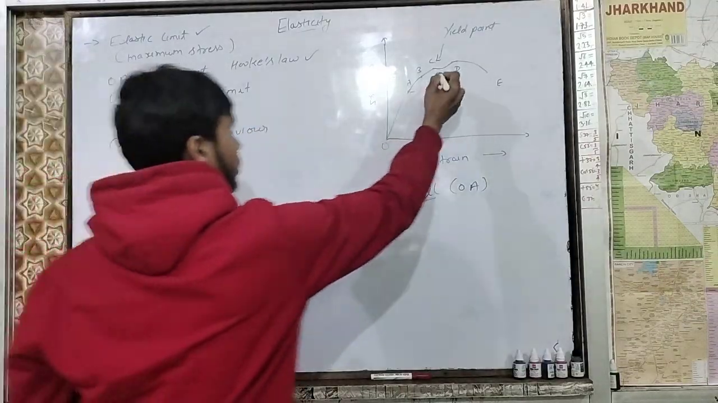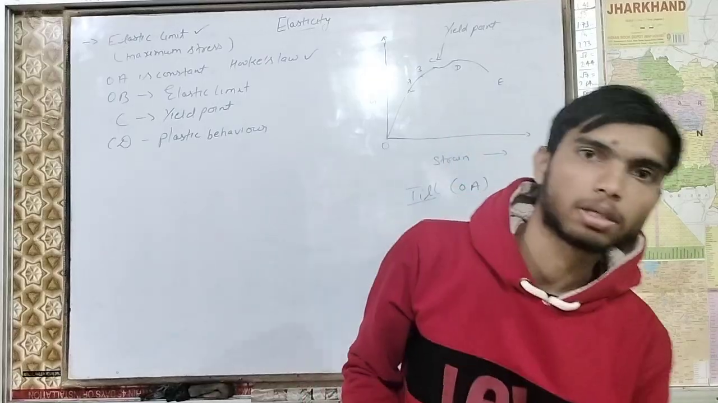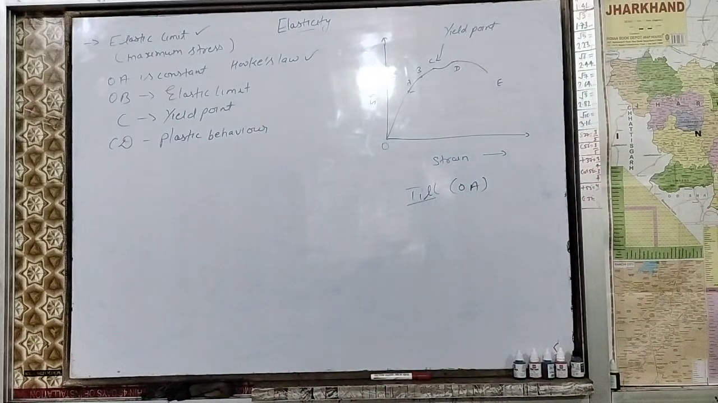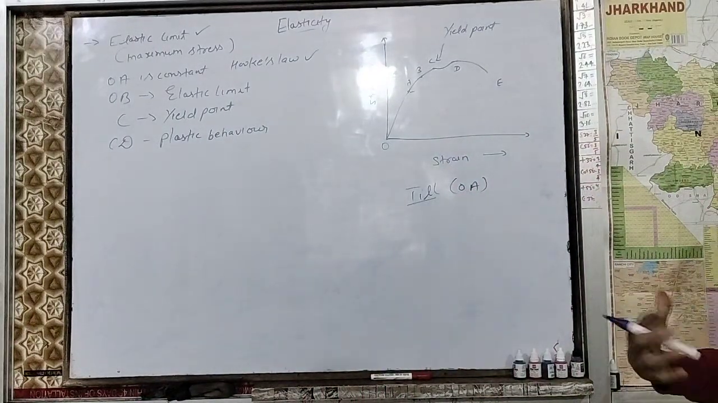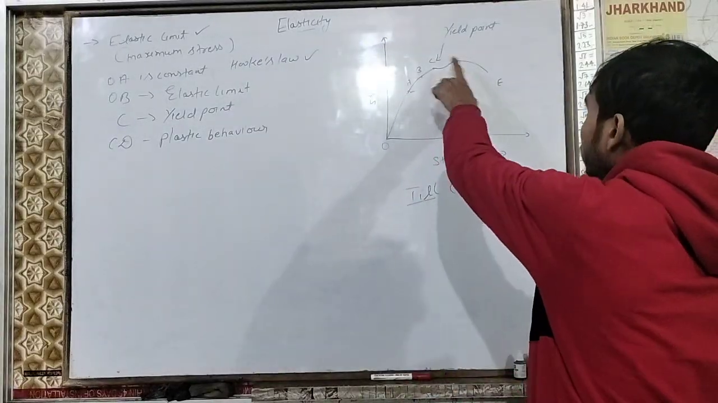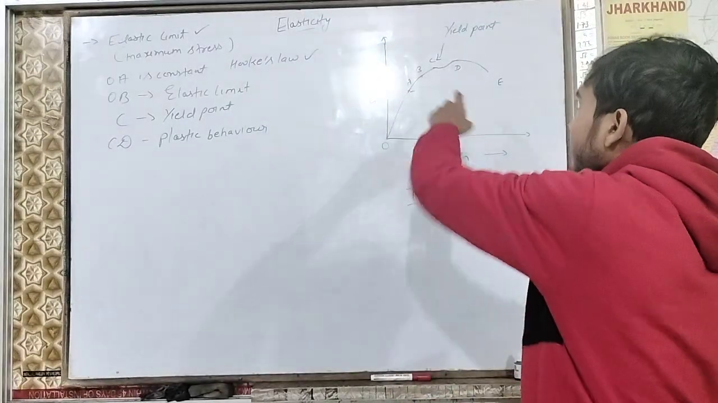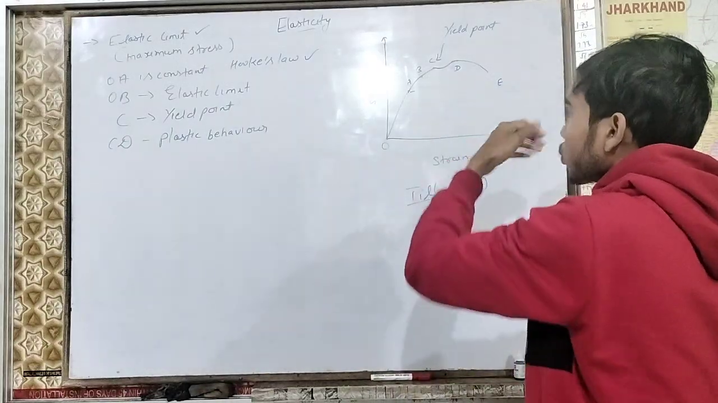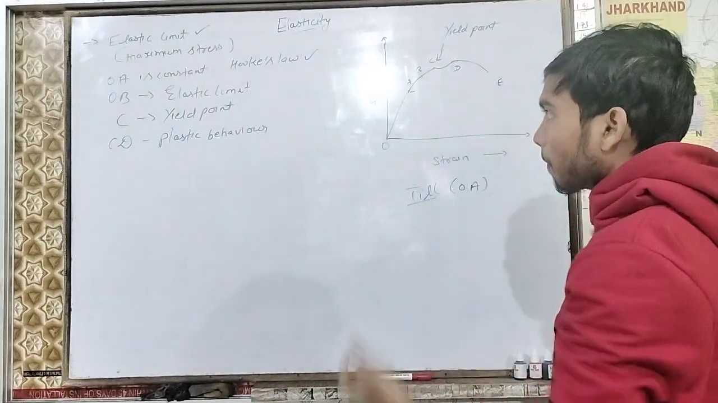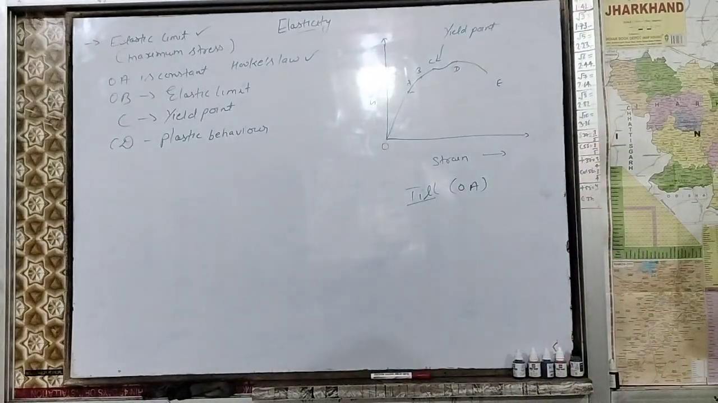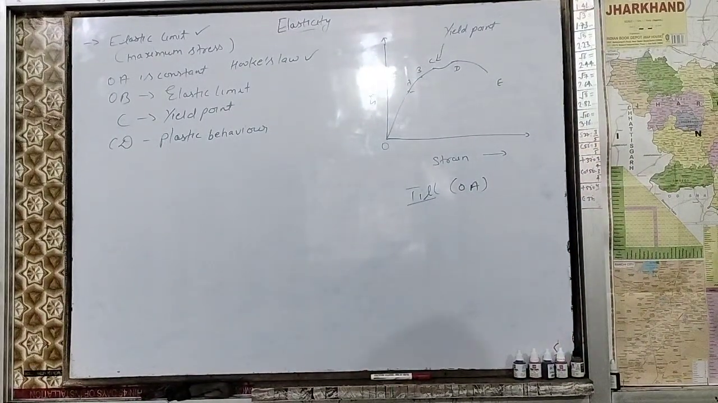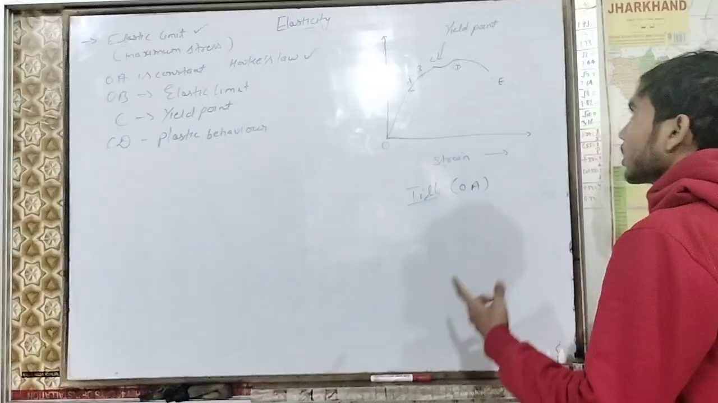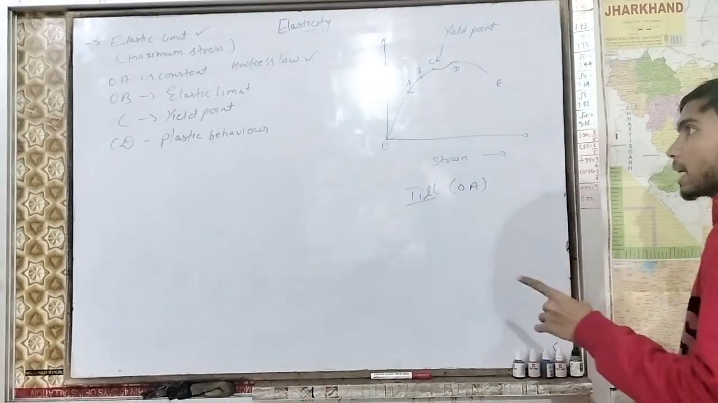Here you will see the exact behavior of a plastic. It will not regain its configuration, from C to D. Till B, this was the elastic limit, but after this you will see that it is becoming plastic behavior. But when we cross plastic behavior, then what will happen? It will break.